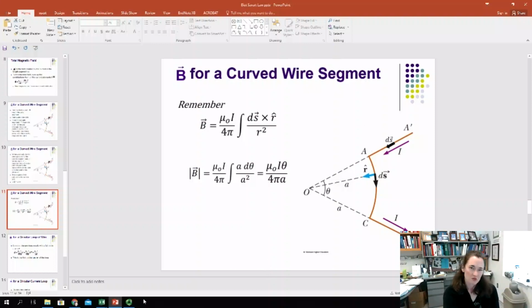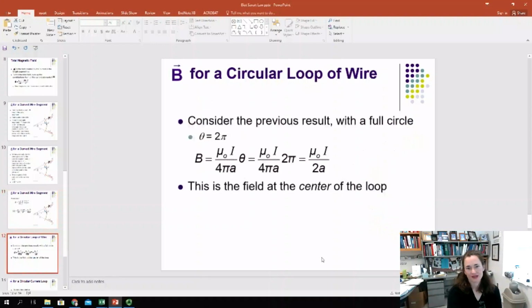Okay? Pause that if you need a second to figure it out and stare at it. Now, if you think about having a full loop, so that the current makes a complete circle, and we want the magnetic field at the center of that loop, then theta would go to 2 pi, which is the angle subtended in a complete circle. So then you would plug in for that, mu naught I over 4 pi a times theta. Theta would be 2 pi, and that would leave you with mu naught I over 2a. And that would be the magnetic field at the center of a full loop of current. Okay?